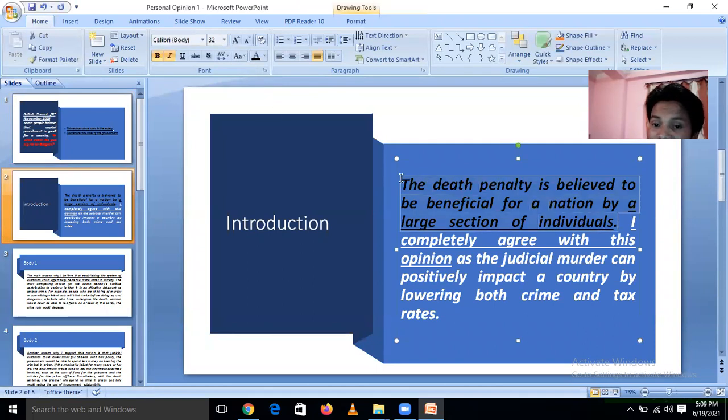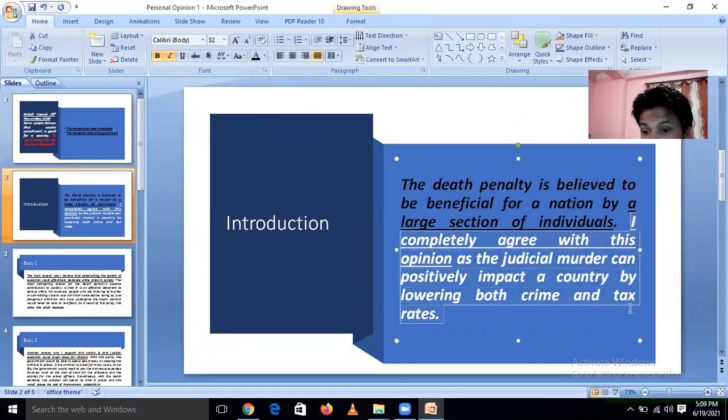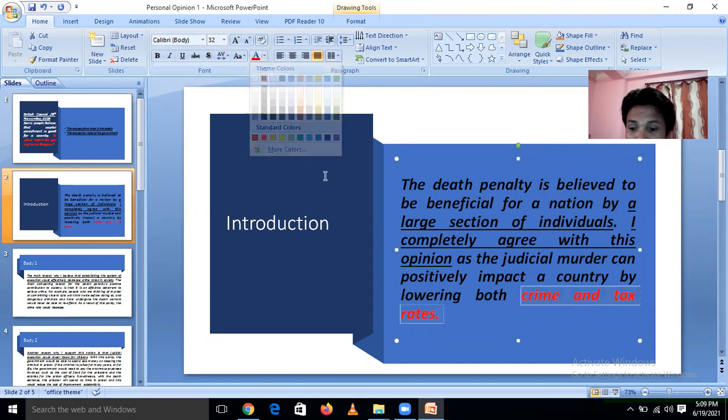Fully, the first sentence of my essay clearly responds to the main question prompt. And the second step is, to what extent do you agree or disagree? Now, you need to clearly answer the second question if you really want to get band 7+. I completely agree with this opinion. Why? As the judicial murder can positively impact a country by lowering both crime and tax rates. So one is crime rate, another one is tax rate. So I have introduced the 2 points that I'm going to discuss in body 1 and body 2. In body 1, I'll be talking about crime rates, and then in body 2, I'll be talking about the tax rates.